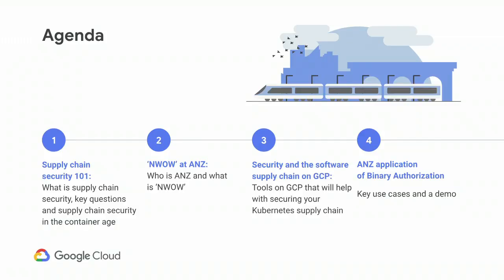In today's talk, I will start by going over a few key concepts of supply chain security. How does it work? How it used to work for VMs, and how containers change things up a bit. Then Rakesh is going to talk about NWAL at ANZ. Who is ANZ and what is NWAL? Then we'll introduce a few tools on GCP that will help you secure your software supply chain. And ANZ is going to go over a few key use cases they have and a demo of how it works in action. So I will get it started.